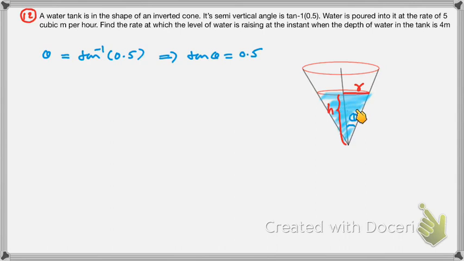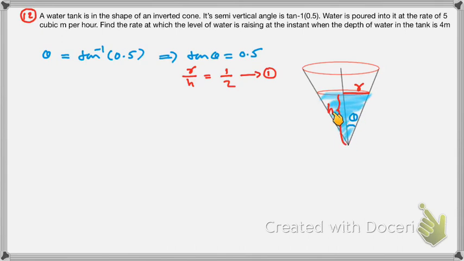So what I am trying to do is, your question says find the rate at which the level of water is increasing. So what you need to find is dH by dt. What is the rate at which this height is increasing? And the first thing I notice is that this tan theta is equal to 0.5. I can make use of that relation.